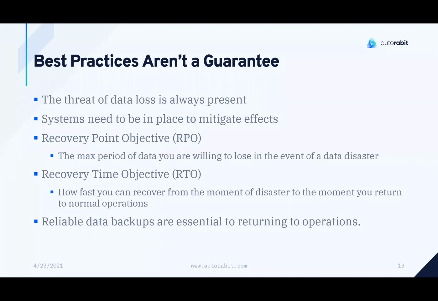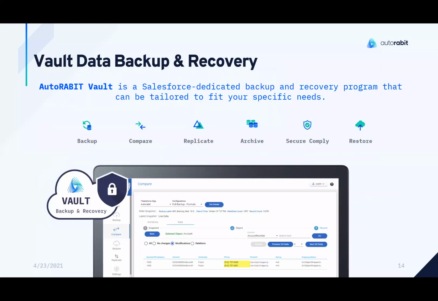And this is exactly where AutoRABIT steps in. So when you talk about how to avoid data loss and how to avoid metadata loss as well, these metrics play an important role. And with the help of Vault, which is a data backup and recovery platform that AutoRABIT offers, we have an RTO of up to 4 hours and an RPO of up to 24 hours.